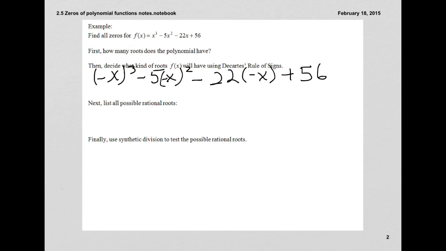Okay, if I cube a negative number, it's going to stay negative. So the first term is negative. The second term, when I square a negative, it makes it positive, but since it's being multiplied times a negative 5, it's still negative. So the signs are still the same. Now, when I have negative 22 times negative x, that makes that positive 22. So from here to here, I have a sign change. Now, this was positive, and the last one is positive, so I have no other sign changes. So that tells me I have 1 negative root.